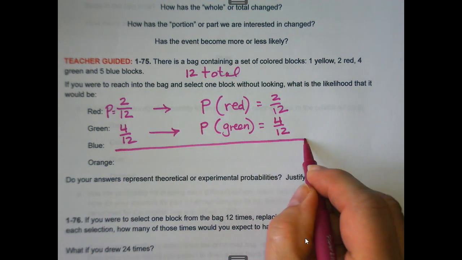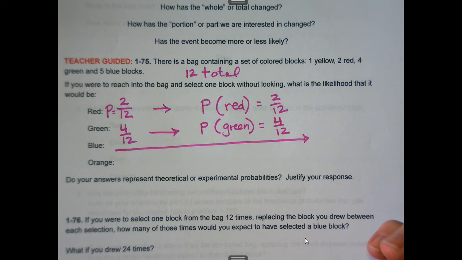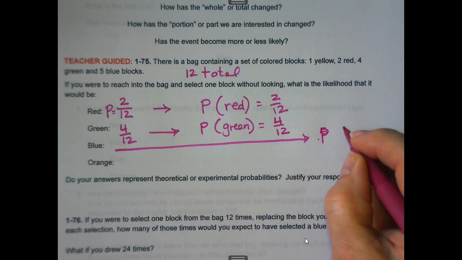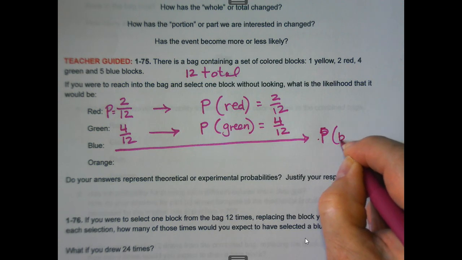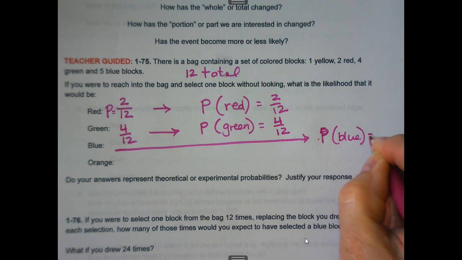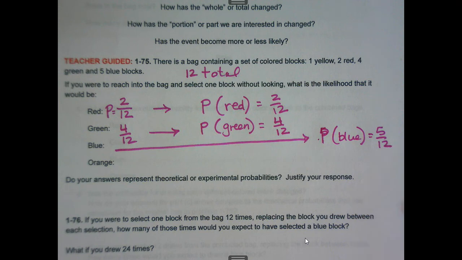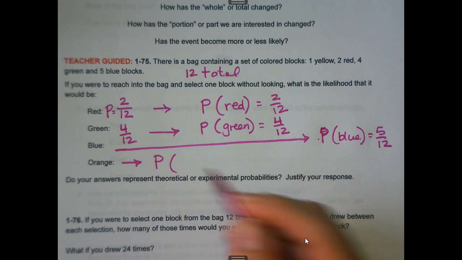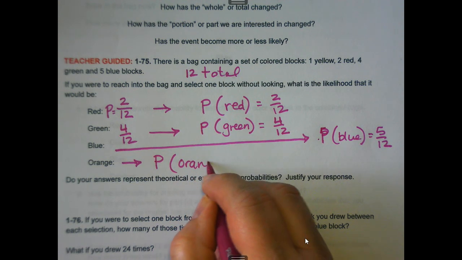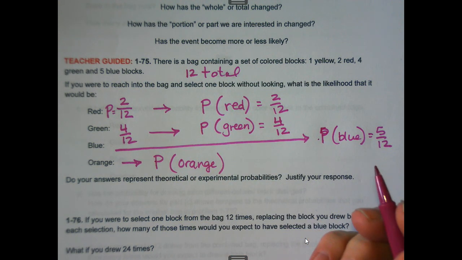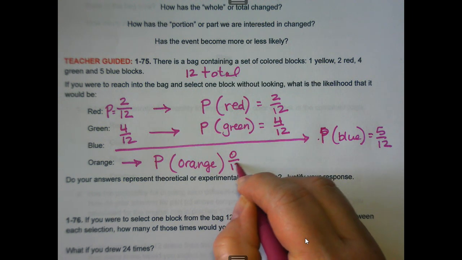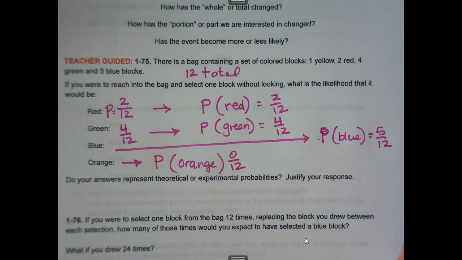Blue, I'm going to take a little bit further. And we have 5. So let's change that to probability of getting blue equals 5 out of a total of 12. And then orange, the probability of getting orange is going to be 0 out of 12 because there is not an orange block in the mix.